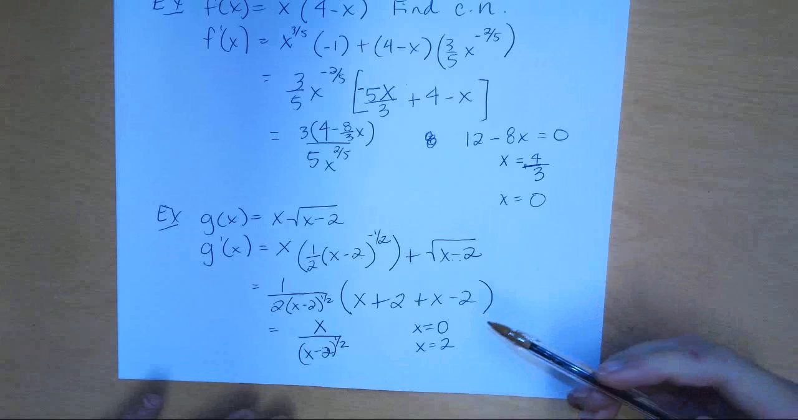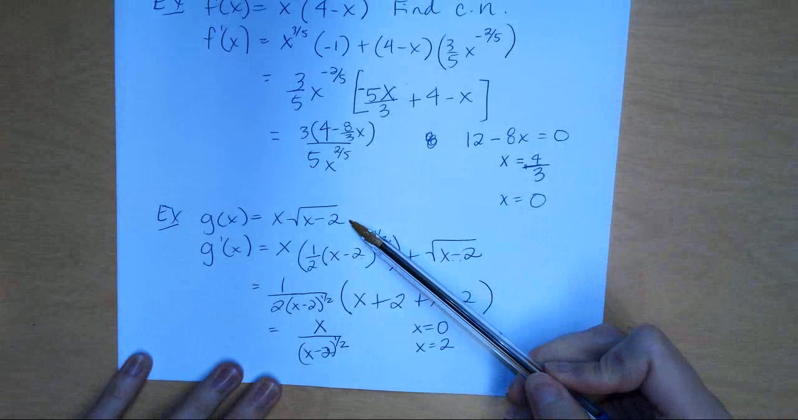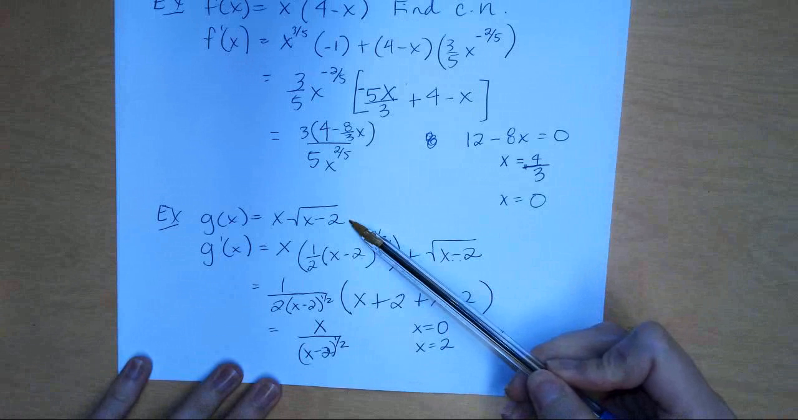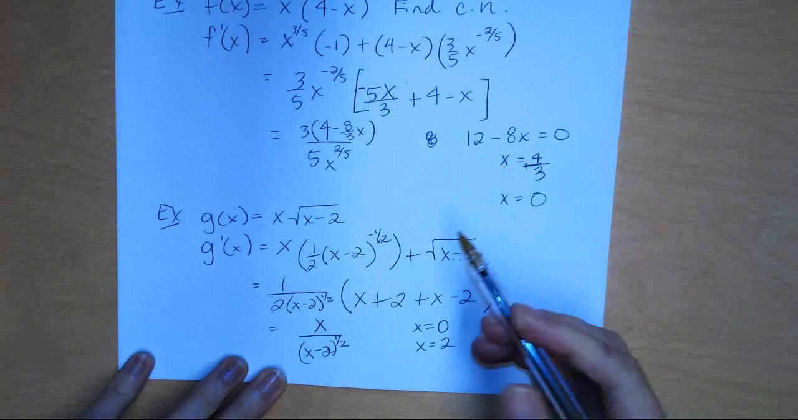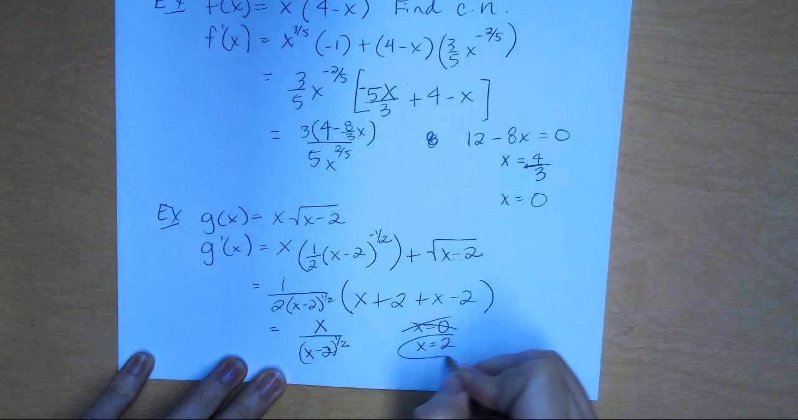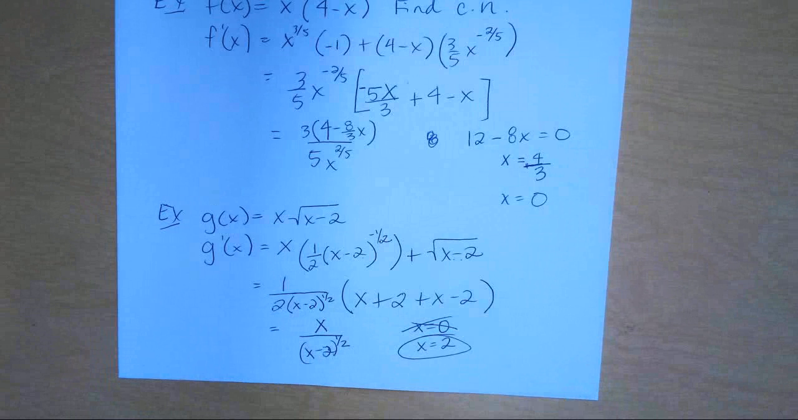Okay, if you put in 0 to the original function, we would have square root of negative 2. So is 0 in the original domain? Can it be a critical number then? No, absolutely not. So this is not a critical number. The only critical number is x equals 2. So you do have to be careful with the domains. The critical numbers have to be in the domain.